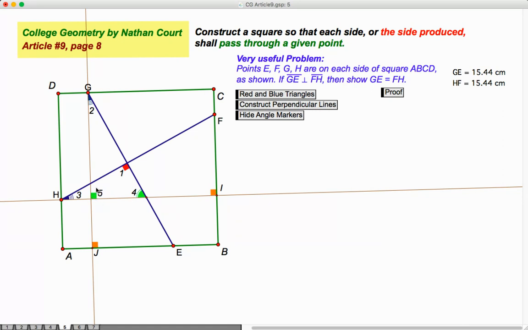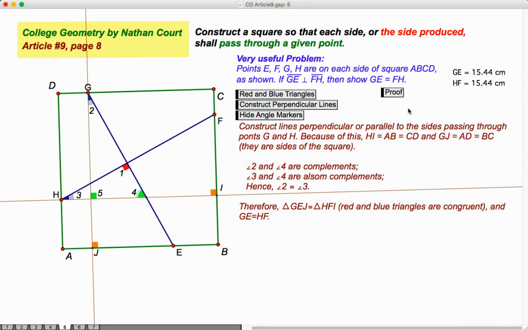With respect to this angle 5 here, 2 and 4 are complementary. And with respect to angle 1, angle 3 and angle 4 are also complementary. Therefore, 2 and 3 are both complements of angle 4. That tells us something, and that constitutes the proof of our discussion.